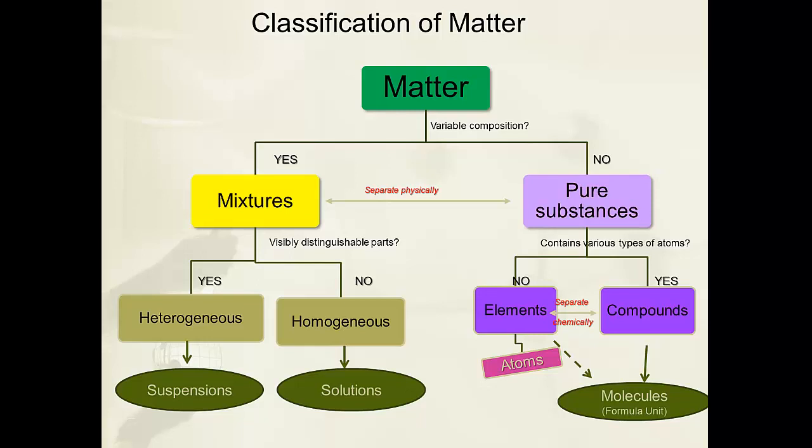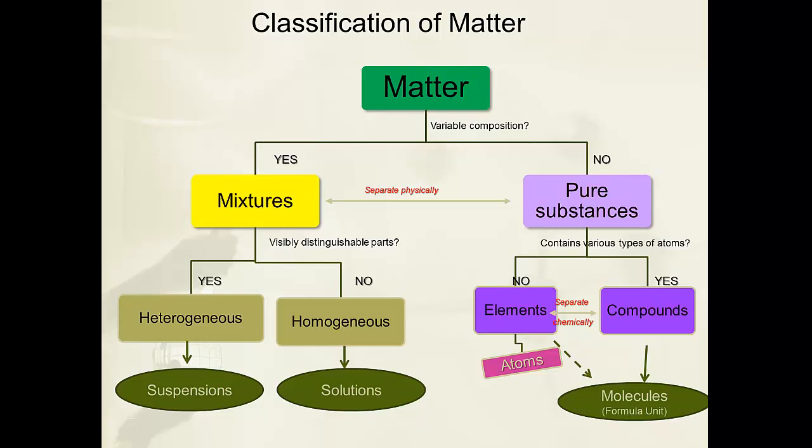Now, looking over there on the left still, if it's a mixture, does it have visibly distinguishable parts? If yes, it is heterogeneous. Okay. Now down the bottom here we've got some examples. So an example of something heterogeneous might be a suspension. Not everything that's heterogeneous is a suspension. Okay. This is just an example.